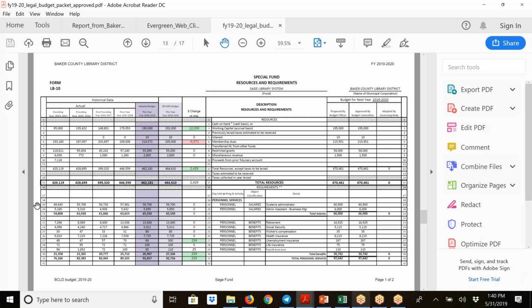So I move we accept the LB10 changes as presented. Is that okay? I second that. All in favor? Aye. Any opposed? Changes passed. Thank you, thank you.